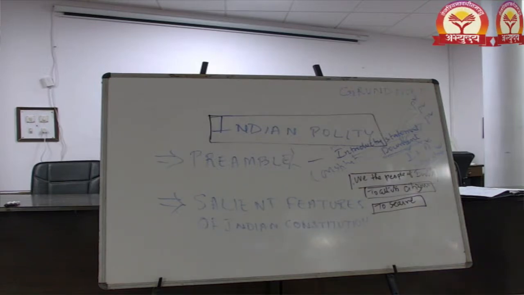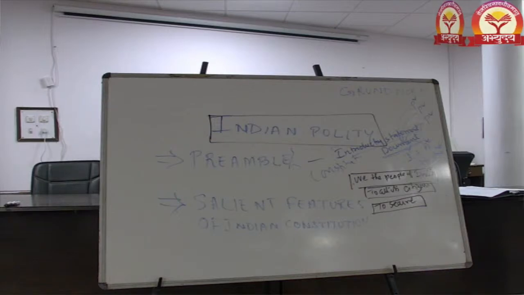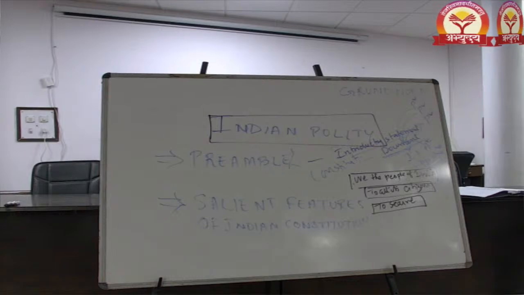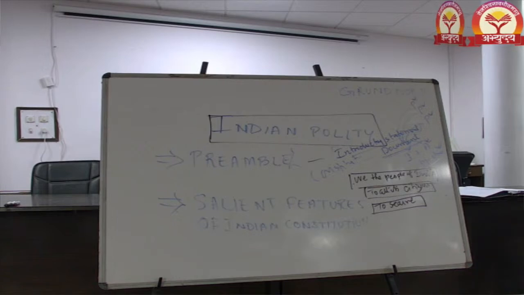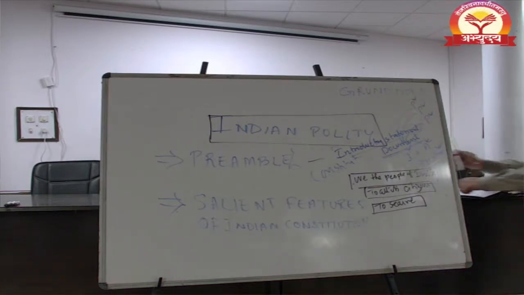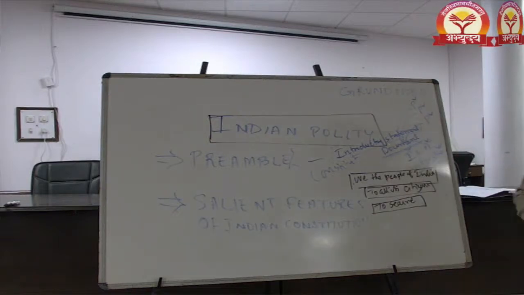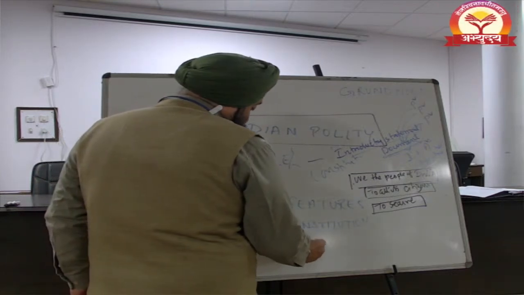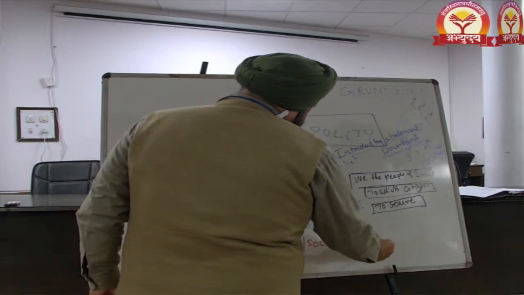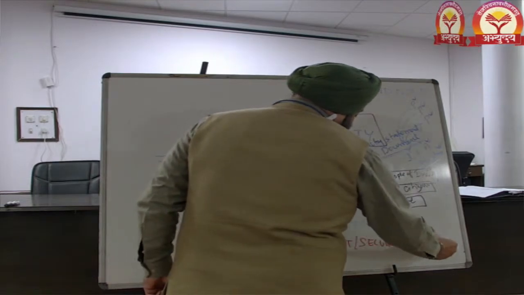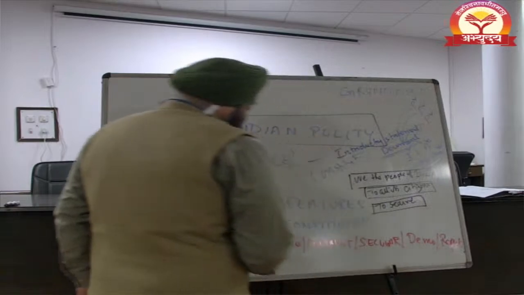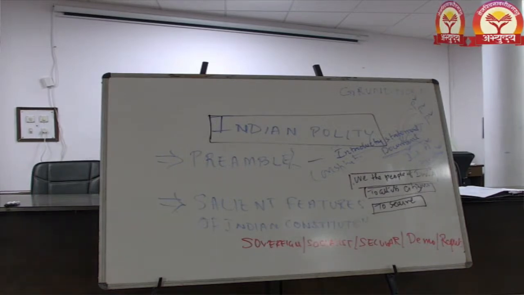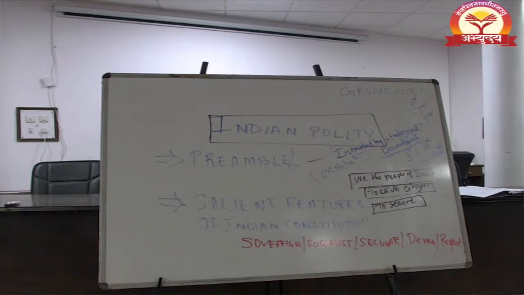Then we shifted towards the second component of the preamble, that is the nature of the Indian state and the nature of Indian polity. Here the preamble to the Constitution declares India to be, we missed this yesterday, sovereign, socialist, secular, democratic and republic. So broadly, this falls under the category of the nature of the Indian state, the nature of Indian polity.